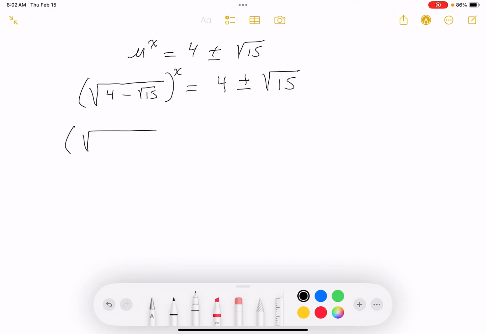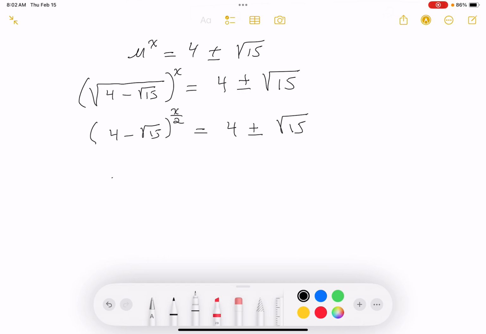You know, I can write that a little differently now. I'm going to write it as, because the root is actually just a half power, right? So let me get my eraser out again. It's going to be 4 minus root 15. And it's going to be half power, so it's x over 2 now. And that equals 4 plus or minus root 15.